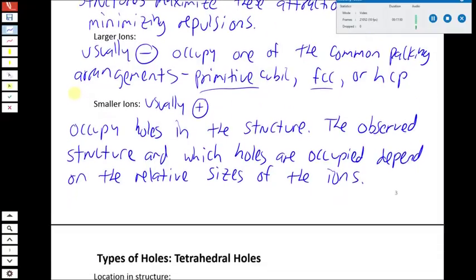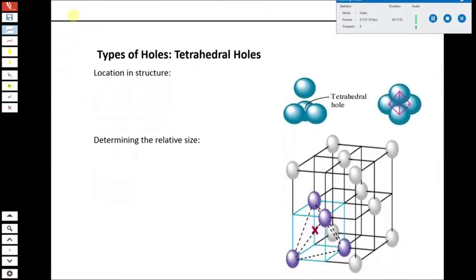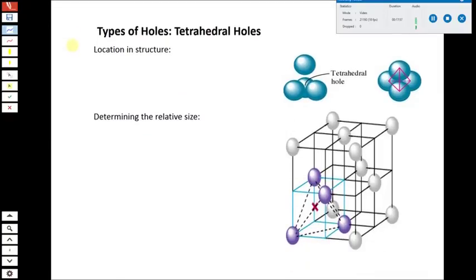All right, so that's the general details. What we're going to do first is define the types of holes that we have in these structures. As I said, we're going to put the cations, or whatever the smaller ion is, into holes in one of these common cubic structures that we introduced last time. The first type is called a tetrahedral hole. And we want to think about what the location is in the structure.